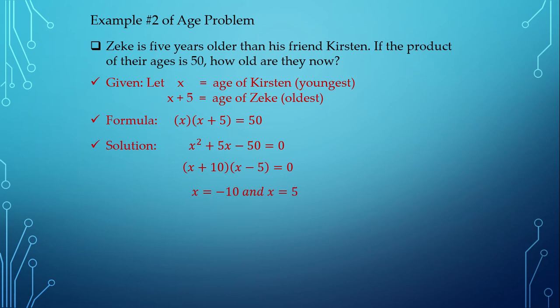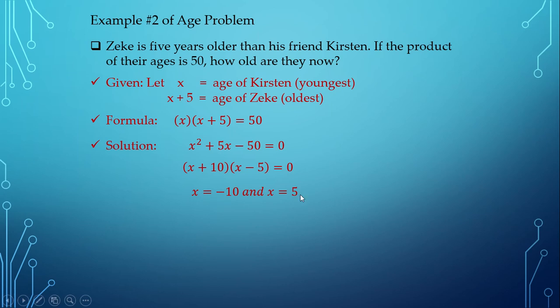Next, by zero product property, we know that x plus 10 is equal to 0 and x minus 5 is equal to 0. So to solve for each, the value of x is equal to negative 10. Okay, plus 10, when transferred, becomes negative 10. For x minus 5 equal to 0, the minus 5, when transferred to the right side, becomes positive 5. So we have two values of x, negative 10 and positive 5.